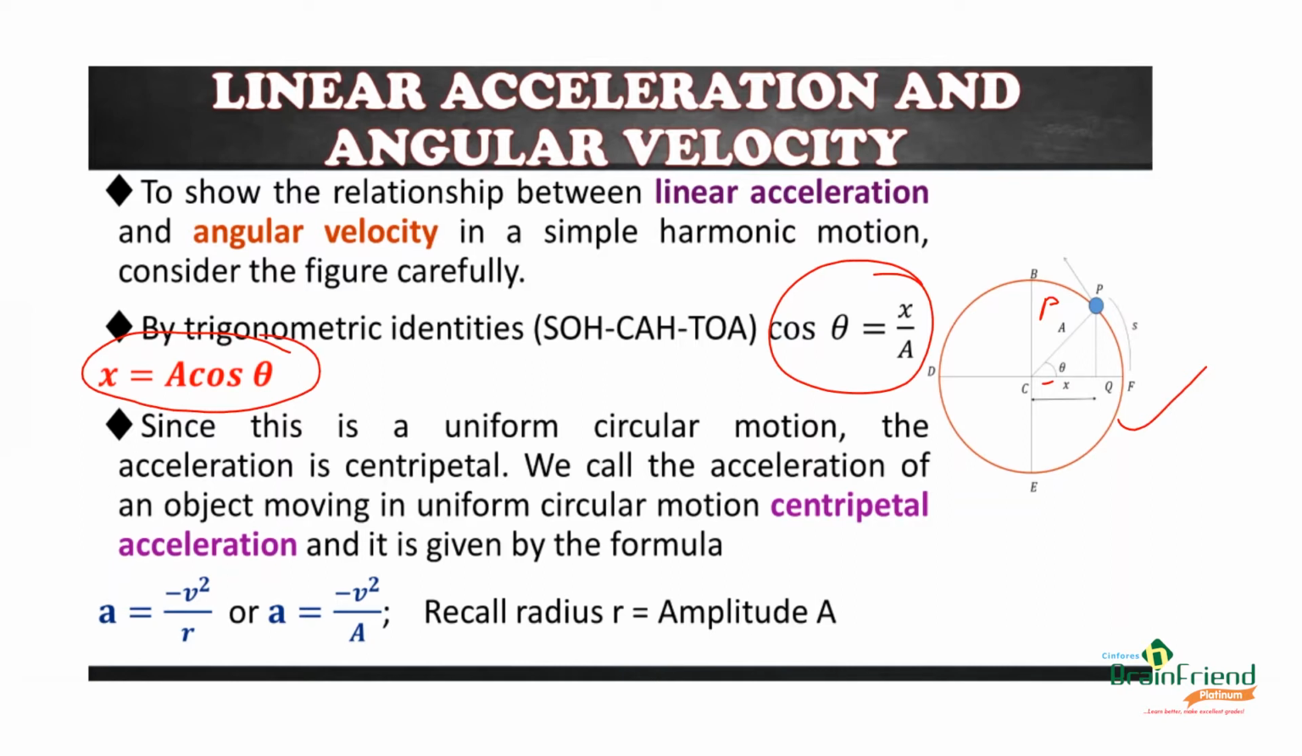Since this motion is a circular motion, its acceleration is centripetal. And centripetal acceleration is given by the formula a equal to minus v squared over r. Since the radius r is equal to the amplitude of the motion, a is equal to minus v squared over capital letter A for amplitude.